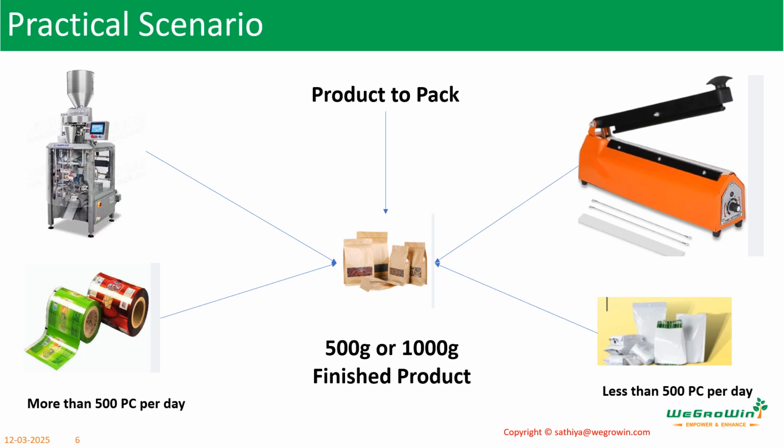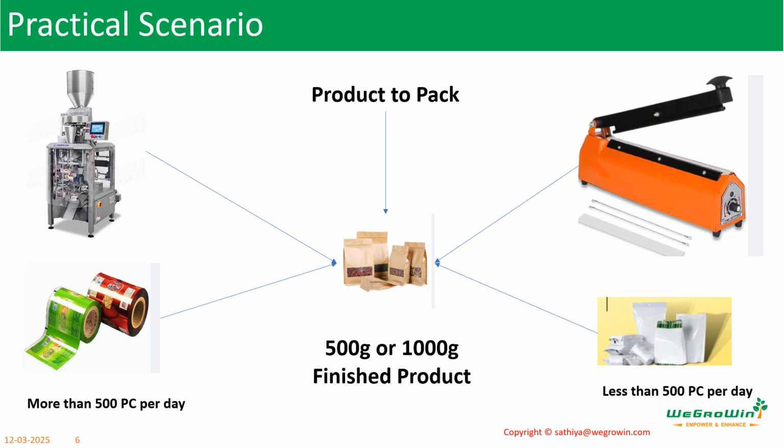So what is happening here? The product remains the same, the finished product remains the same, right? And also the input material, the major material, is remaining the same, the powder or whatever the product to pack. But the packing material we are using is roll in the first case, but it is the pouch in the second case. So BOM is changing. Similarly, we are using the machine to produce the larger quantity.